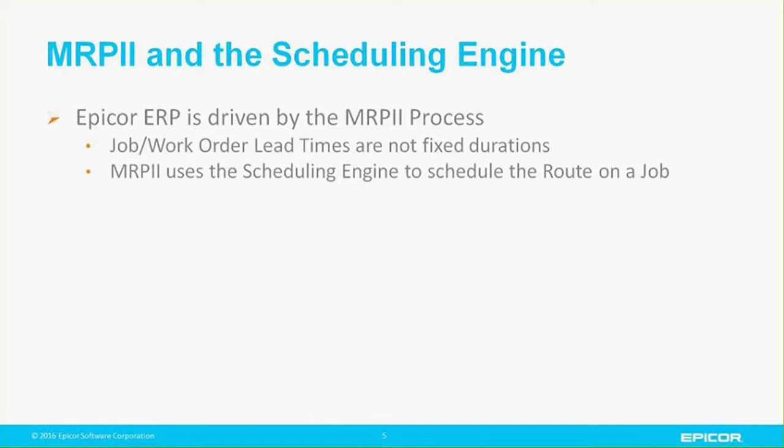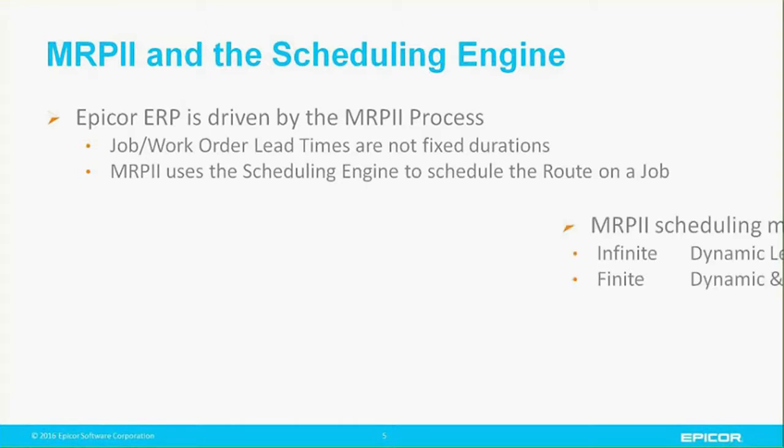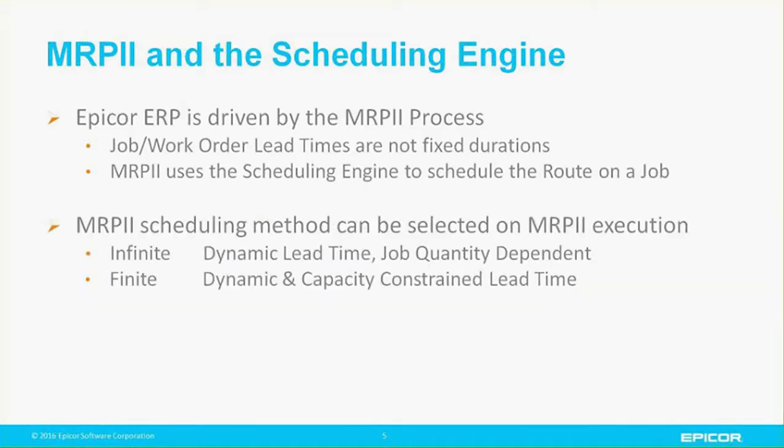At the core of Epicor ERP is the MRP II process. MRP II uses the Epicor scheduling engine to schedule planned jobs in order to determine start and end dates and hence lead times, rather than assume a fixed lead time offset. It is possible to deploy either an infinite or a finite scheduling algorithm at the time of MRP II execution.